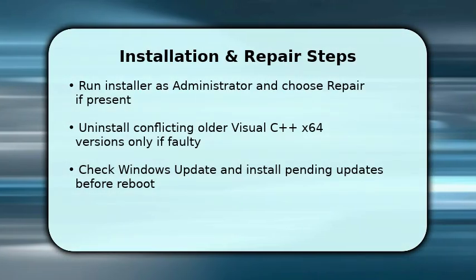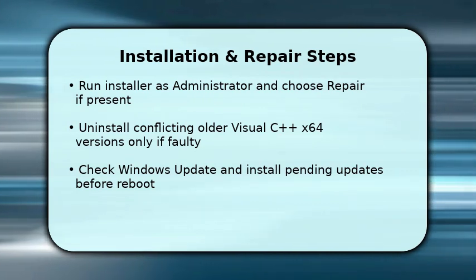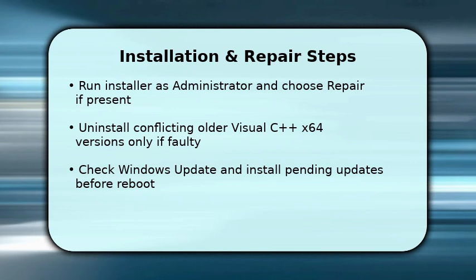Run the installer as administrator, and if it offers repair, pick it. Repair restores missing DLLs without touching settings. If repair fails, uninstall only the faulty Visual C++ X64 entries. Avoid removing all versions. Once uninstalled, run the installer again.